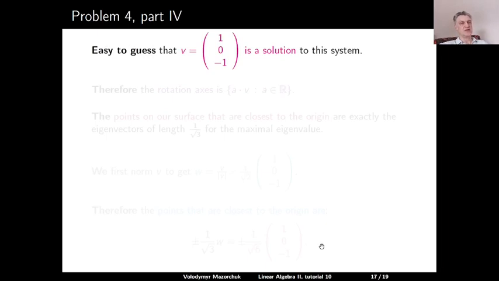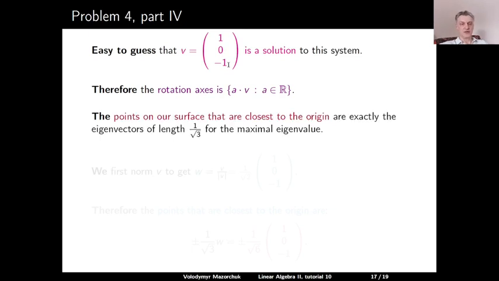And for this matrix, it's easy to guess that the vector 1, 0, minus 1 is a solution. And since the multiplicity of this eigenvalue is 1, it's a unique linearly independent solution up to a non-zero scalar. And the rotation axis is exactly the line which is spanned by this eigenvector. So the rotation axis is the line consisting of all scalar multiples of the vector 1, 0, minus 1.